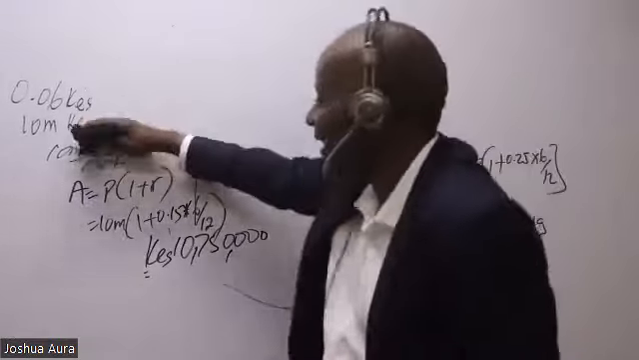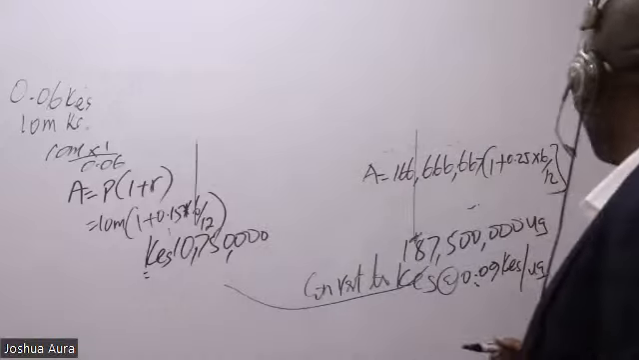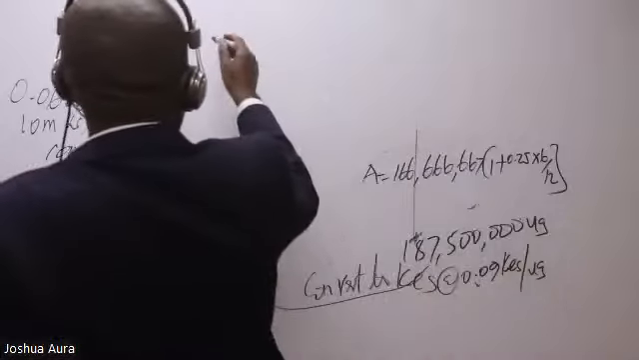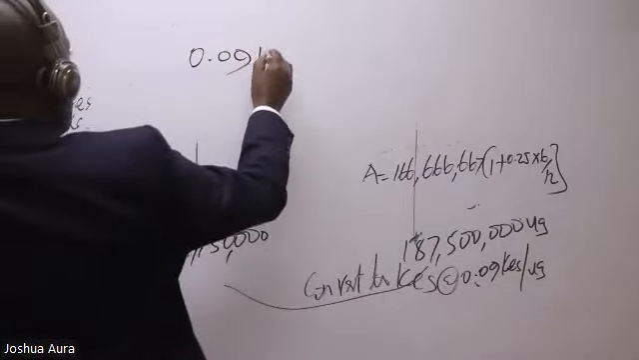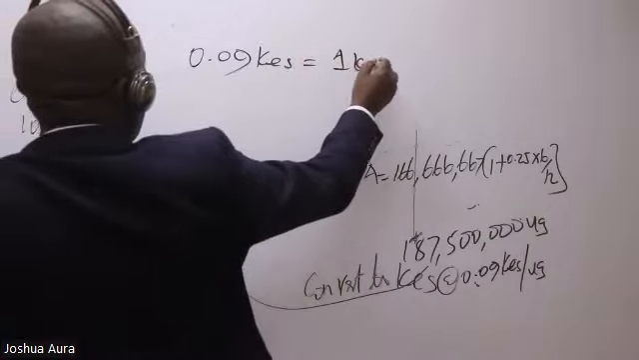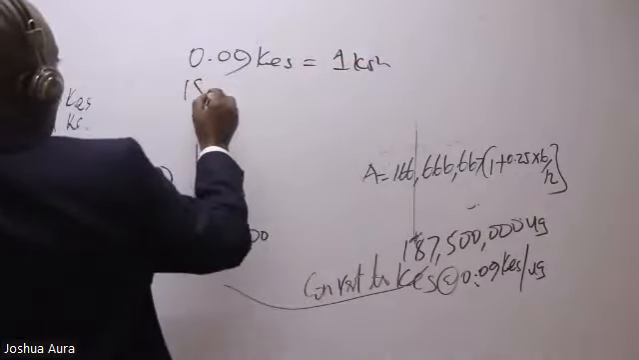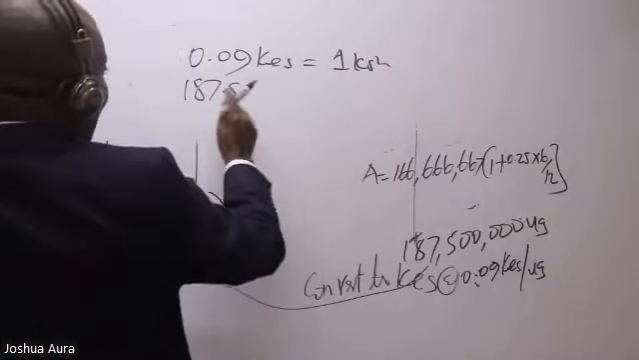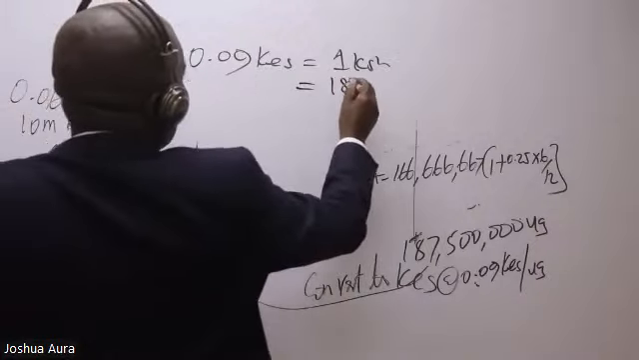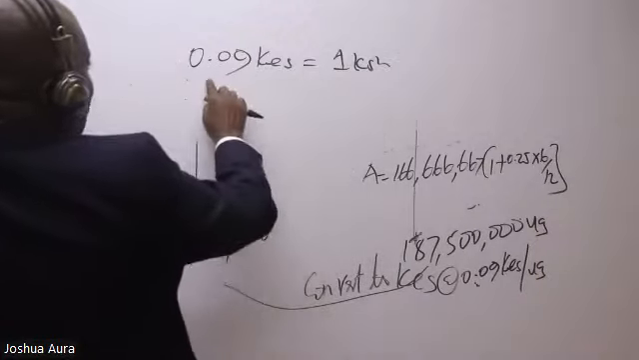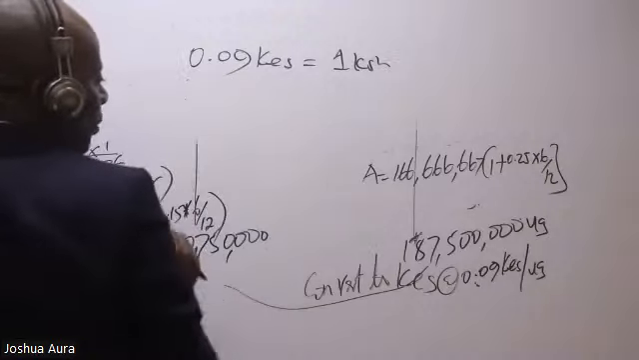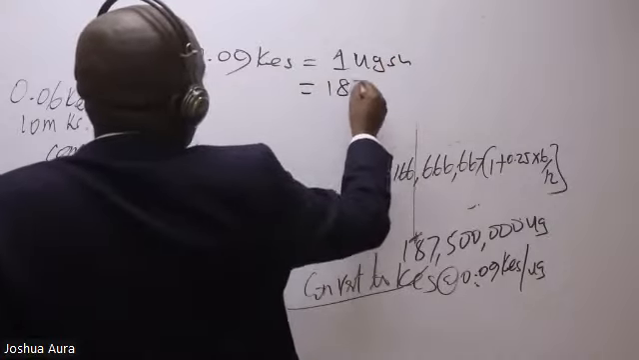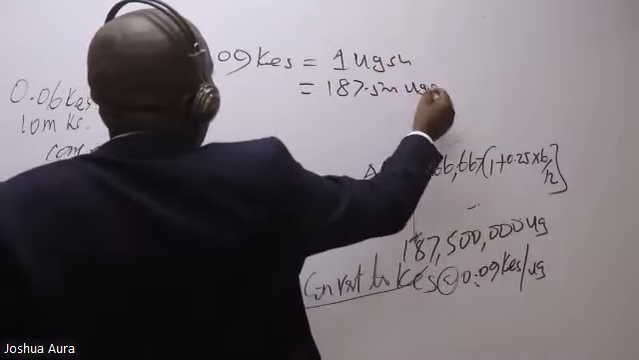Great. So I have to come here, ladies and gentlemen, and mention that I'm converting this, and in my mother tongue, we are saying 0.09 KES equals 1 Uganda shilling. How about 187.5 million Uganda shillings?